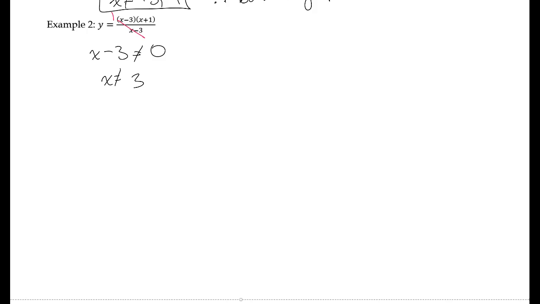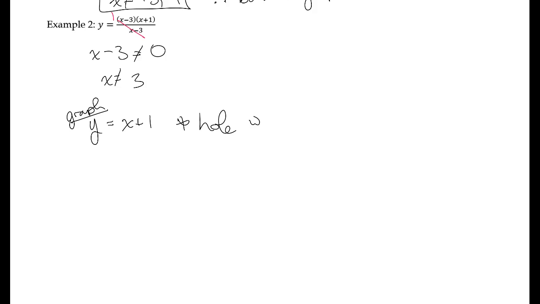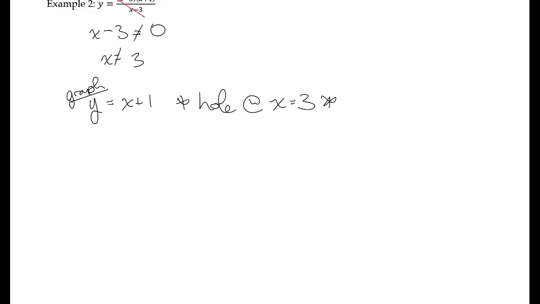So when I actually look at what this would end up being, I would end up graphing y equals x plus 1, but then I'd have a hole at x equals 3. Again, that's because it doesn't show up in the simplified version of my equation, but it is in the original version of the equation. So holes happen when pieces cancel.